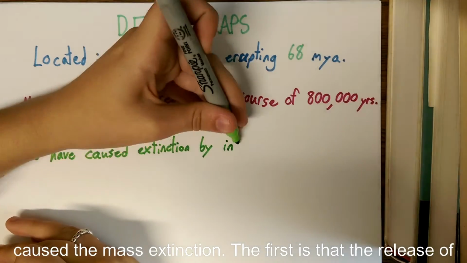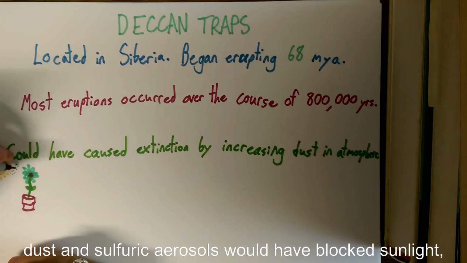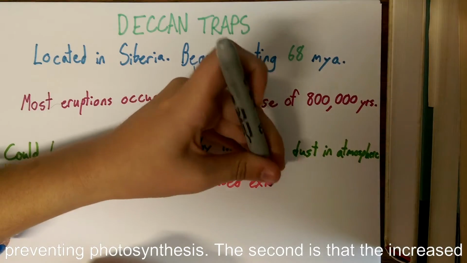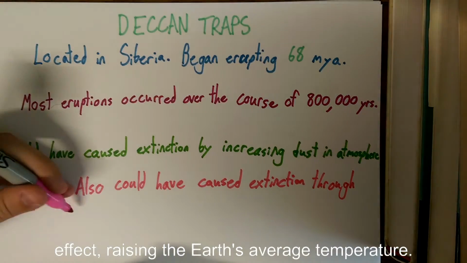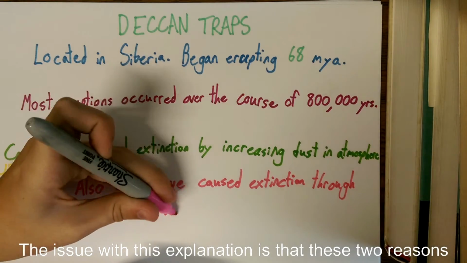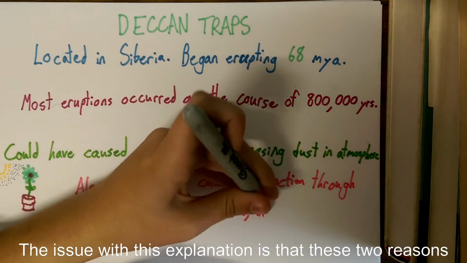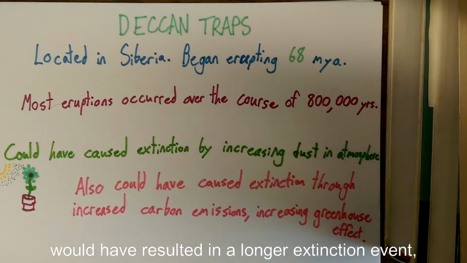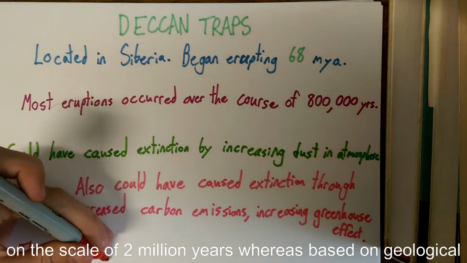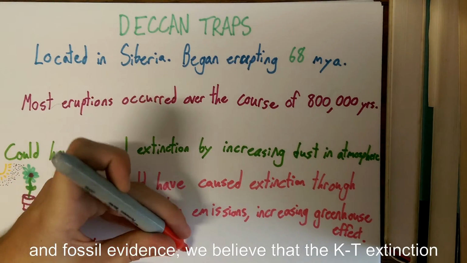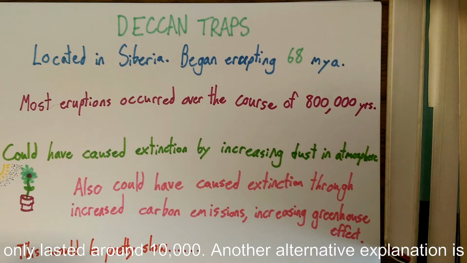The first is that the release of dust and sulfuric aerosols would have blocked sunlight, preventing photosynthesis. The second is that the increased carbon emissions would have increased the greenhouse effect, raising the Earth's average temperature. The issue with this explanation is that these two reasons would have resulted in a much longer extinction event, on the scale of around 2 million years, whereas based on geological and fossil evidence, we believe that the KT extinction only lasted around 10,000.